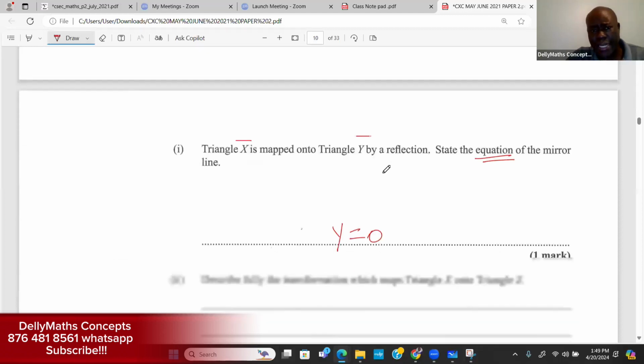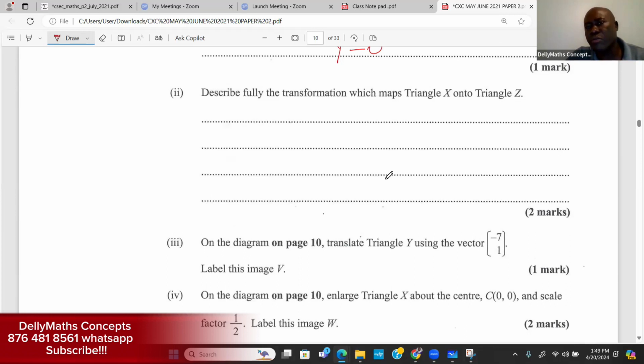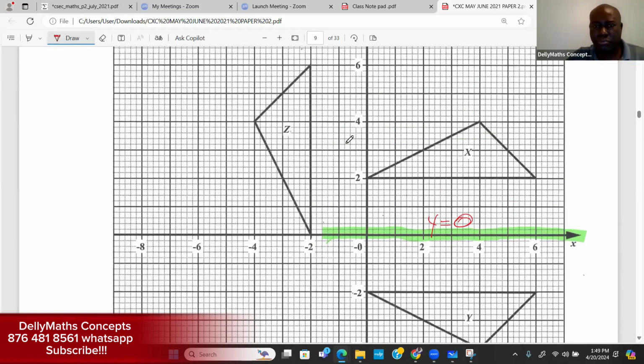Let us now take a look at the B part, number 2. It says, describe fully the transformation which maps triangle X onto Z. So now we're looking at X onto Z, X to Z. Let us just take a look at X and Z. When you look at X, we're looking at X here onto Z. In other words, you're seeing where it's going, this direction. You're also seeing that it's not an enlargement or a translation. It's not a reflection that takes it there.